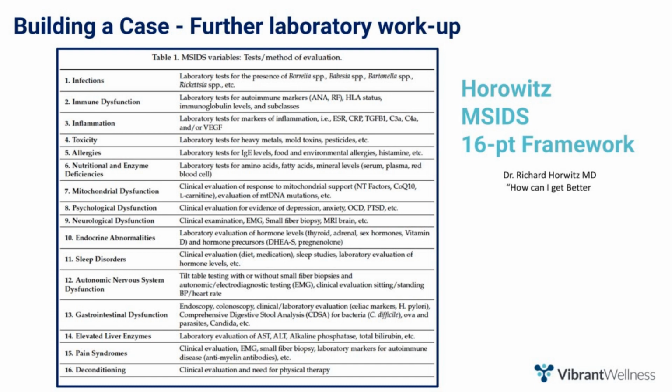And then always the last piece of Horowitz's MSIDS work is the 16-point framework. This is his version of further laboratory workup. I like to keep this so that I can check off, have I accounted for their immune system dysfunction, their inflammation, their toxicity, possible allergies, sleep disorders. These are all the things that you need to think about, and some associated labs that can be helpful to make sure that you are addressing the whole person, because ultimately it's a terrain issue, right?